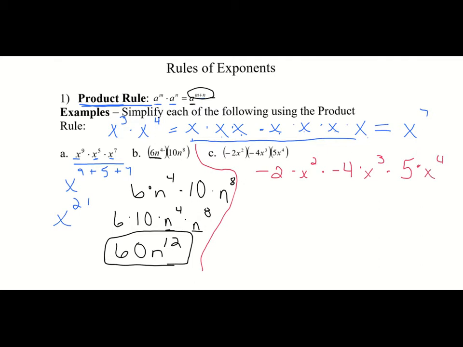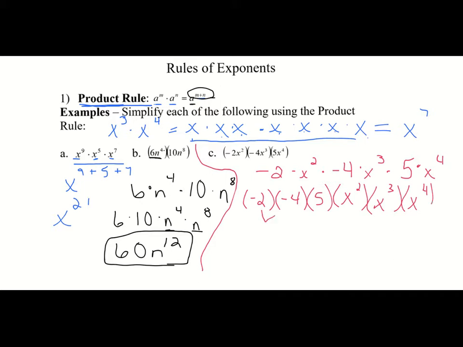So again, now what I'm going to do is I want to put all the numbers together and then all of the powers with the same bases. So I have negative 2 times negative 4 times 5. So those are all my numbers. And then it is x squared, x to the 3rd power, and x to the 4th power.